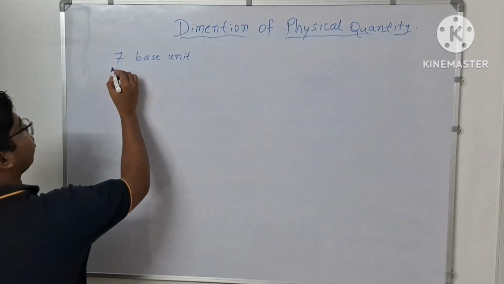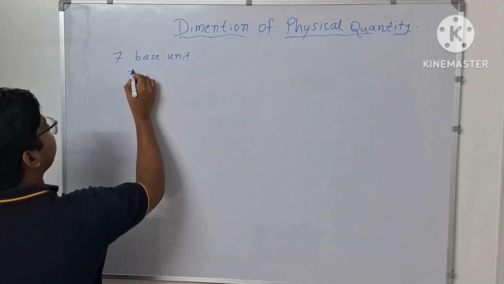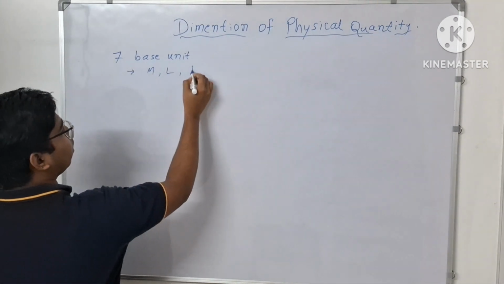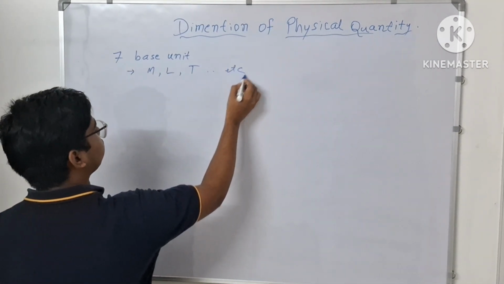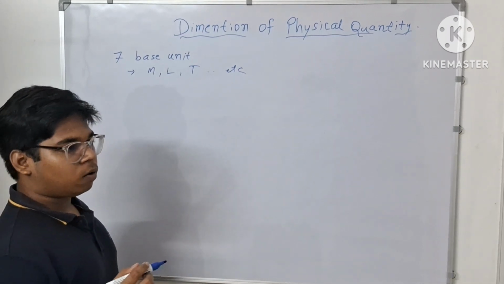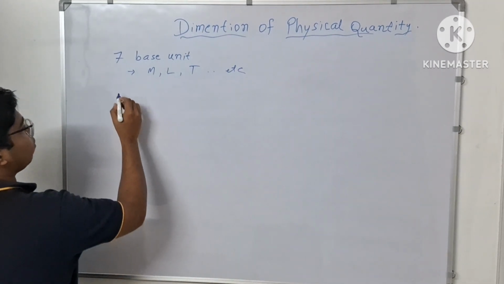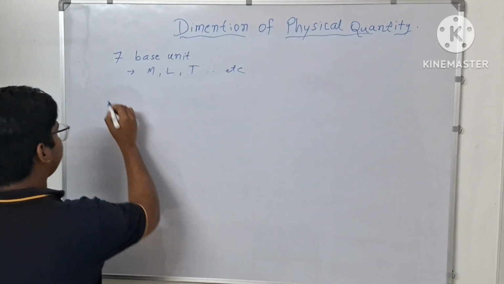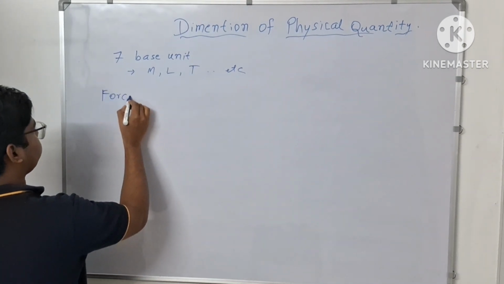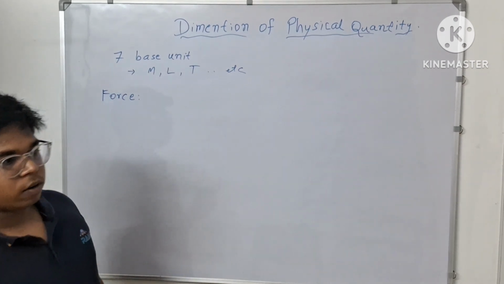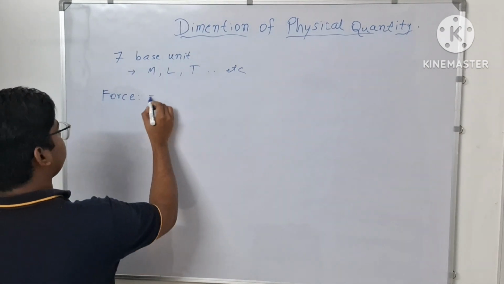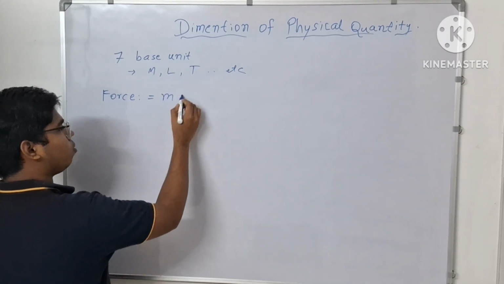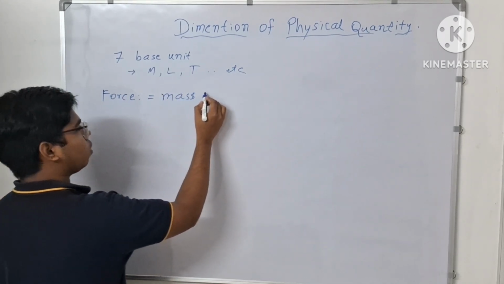So if we consider our base units like M for mass, L for length, and T for time, and so on, we define the dimension for any physical quantity. Let's consider example 1, which is force. Force is nothing but mass times acceleration.